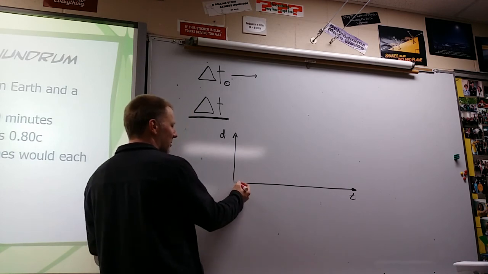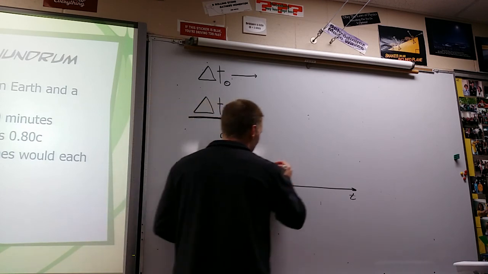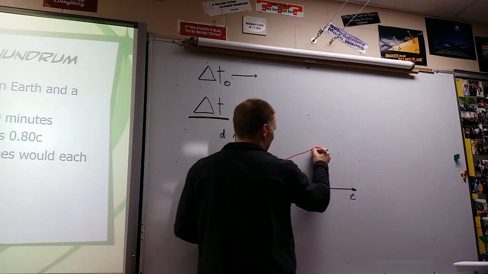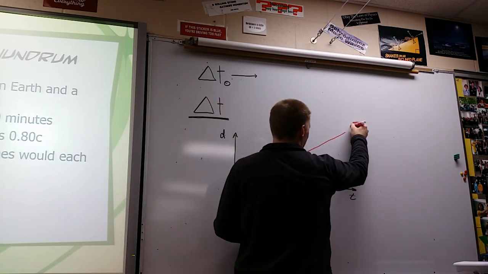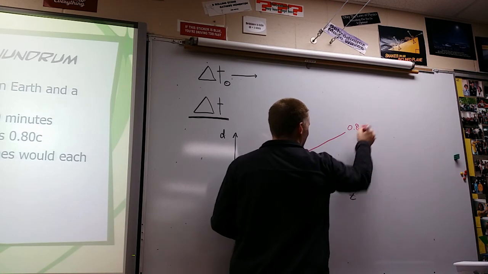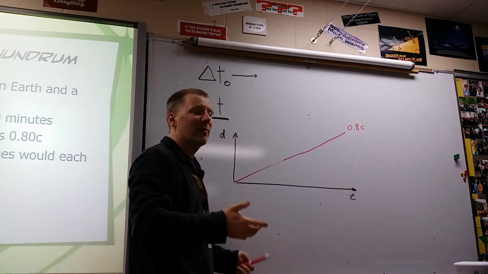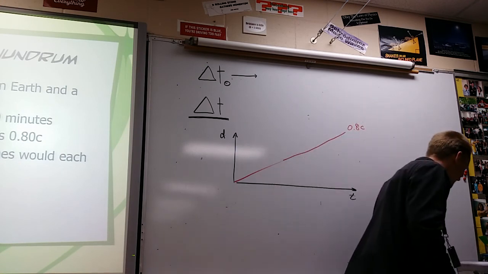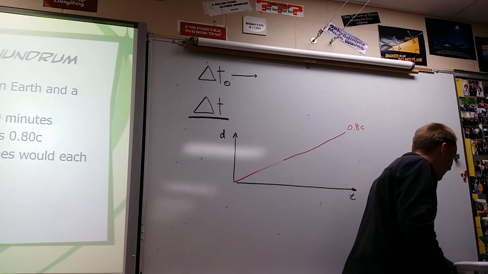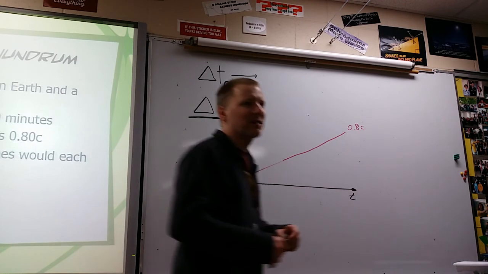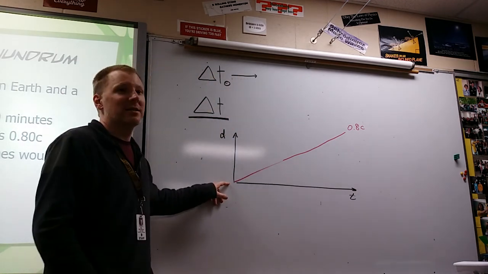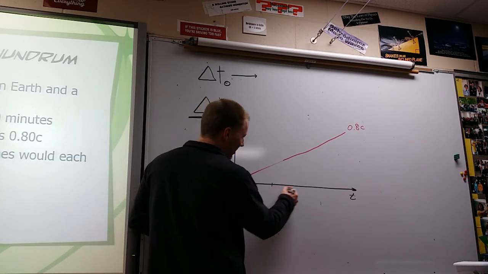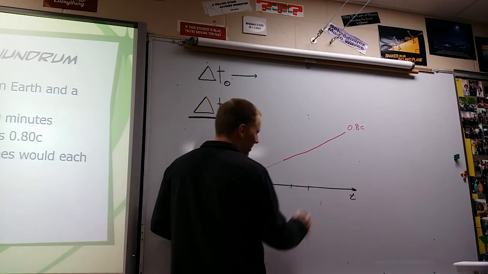We'll start at 0 and then just start moving away. And so that's our ship speed at 0.8 c. And then every 5 minutes, there's a flash of light emitted at 0 distance at Earth. Okay, so that would be, let's say, here, here, here, here, and so forth.